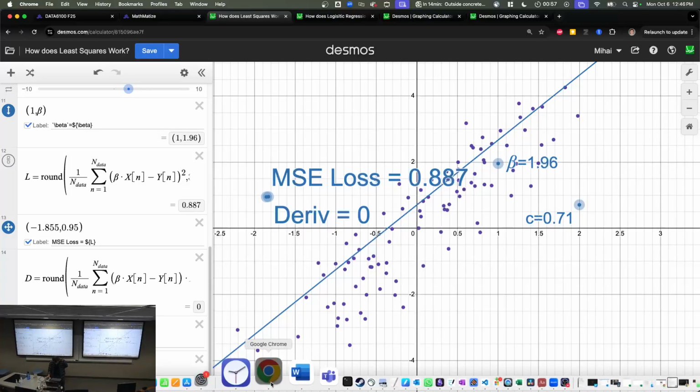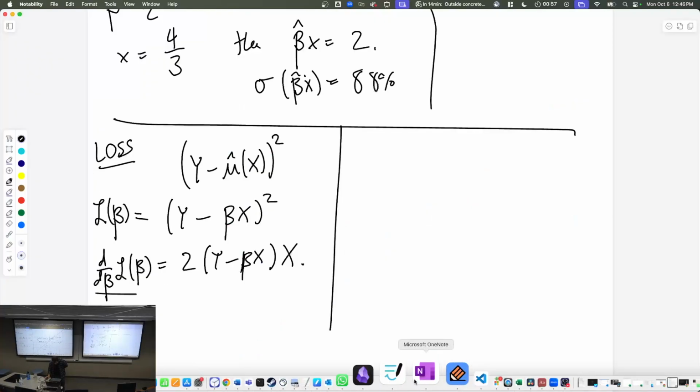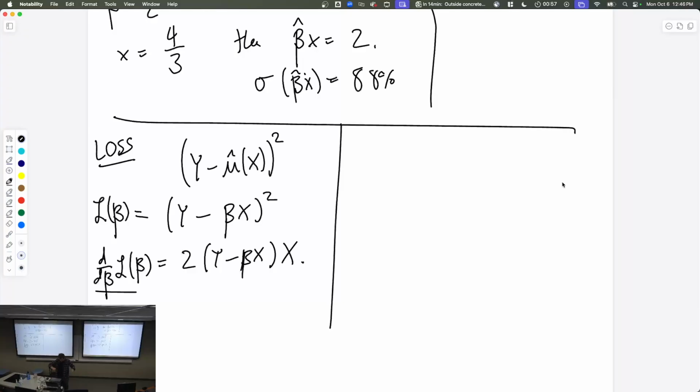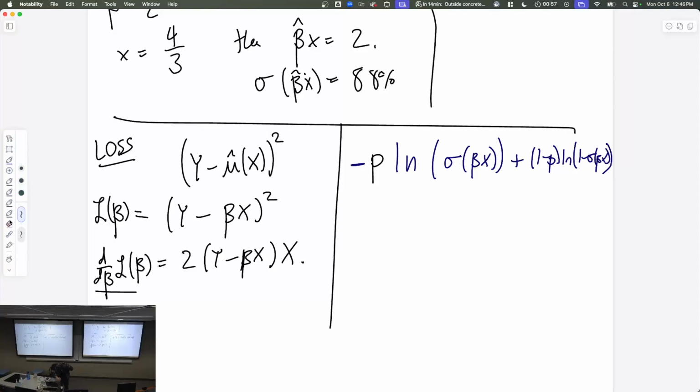Why am I telling you all this? I wanted to answer the question: why did they choose the sigmoid? In the other case, it's a crazy formula. Let me write it like this: p times the log of p hat, where p hat is sigmoid of beta x, plus 1 minus p times the log of 1 minus the sigmoid of beta x. That's the log likelihood. I need negative signs, so this is the loss as a function of beta.